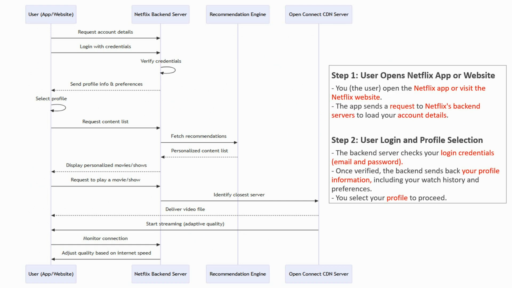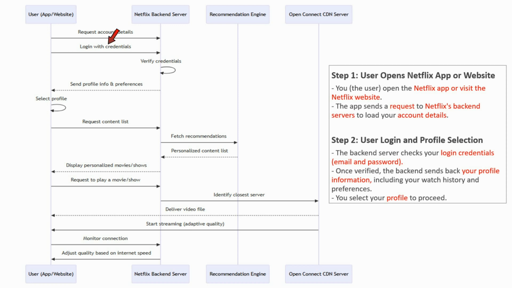Here you can see the sequence diagram. Here the participants are user, Netflix backend server, recommendation engine, and Open Connect CDN server. Step 1 is you as a user open the Netflix app or visit the Netflix website. The app sends a request to Netflix backend servers to load your account details.